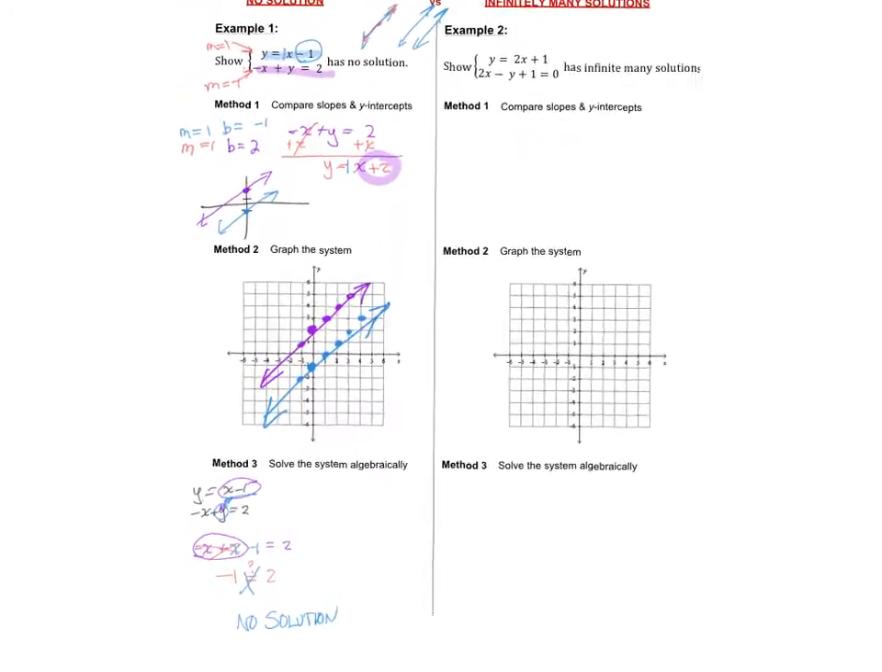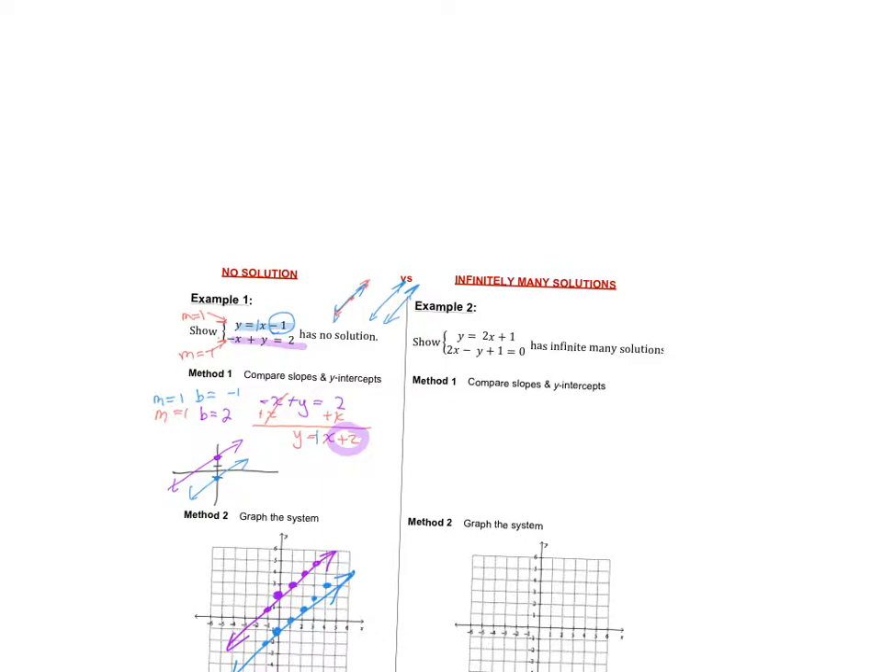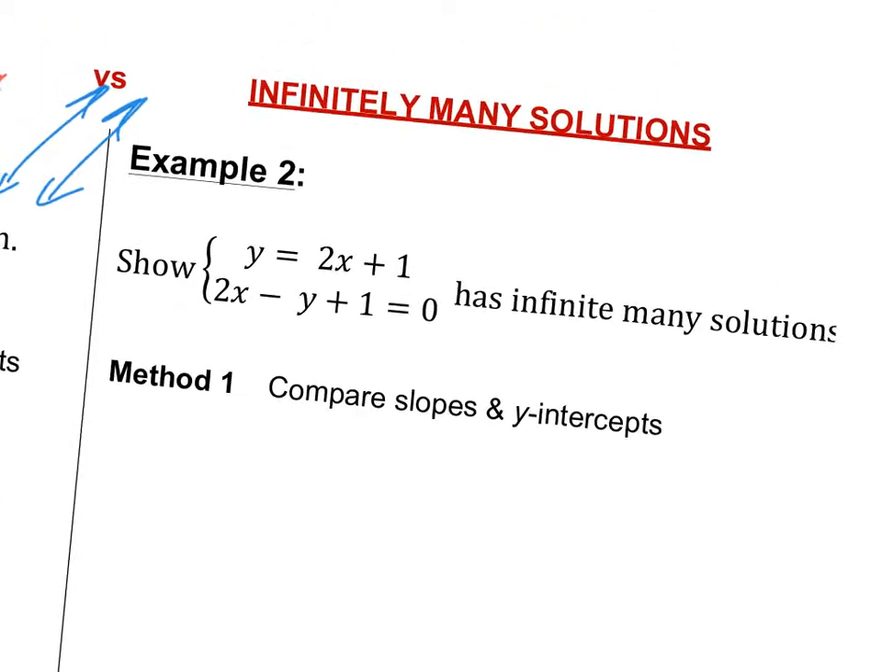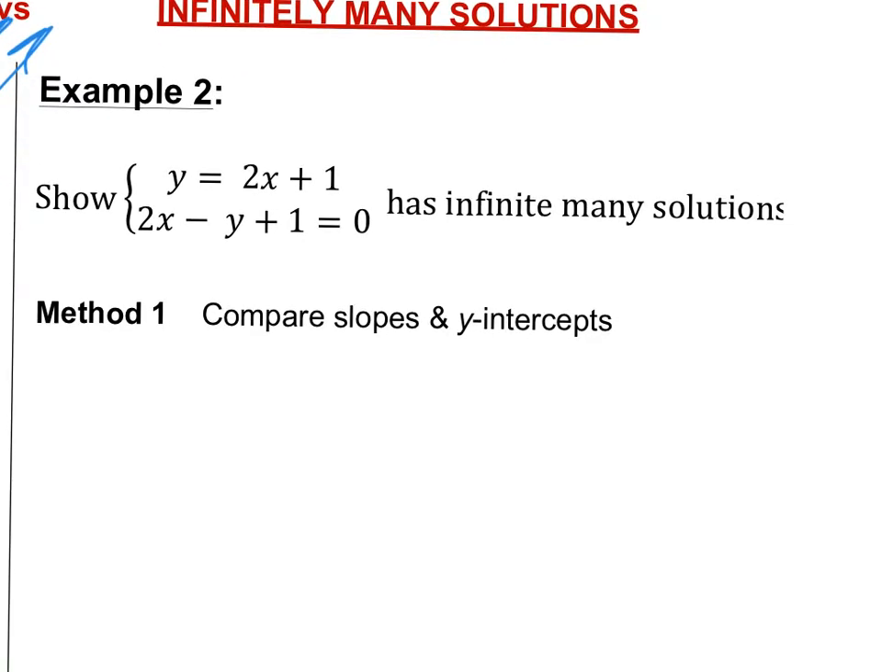So remember, when you're looking to find whether you have any solutions or none, you look at the slope and the y-intercept. So let's look at this one. Compare the slopes and y-intercepts. Let's see. I am going to call this one up here the purple one, and we'll call this one the blue one. The slope of the purple one is 2. The y-intercept is 1.